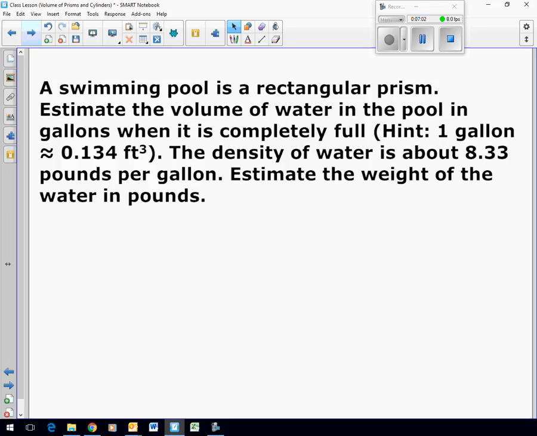A swimming pool is a rectangular prism. Estimate the volume of water in the pool in gallons when it is completely full. Hint, 1 gallon is approximately 0.134 cubic feet. The density of water is about 8.33 pounds per gallon. Estimate the weight of the water in pounds.